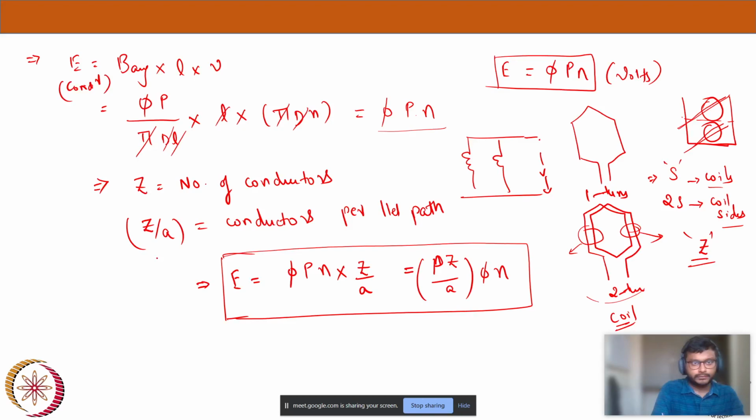Now, if there are a total of z conductors and we have four parallel paths, z by 4 is the number of conductors in each parallel path. You have to multiply z per A with the EMF per conductor to get the total EMF generated across the armature terminals. That's how we arrive at the EMF equation.